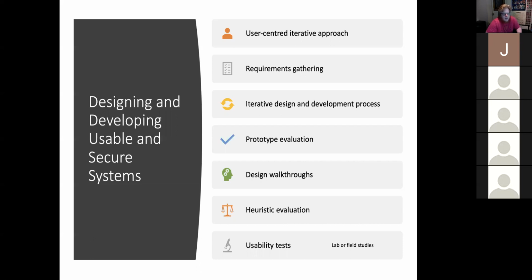Heuristic evaluations are when you bring in experts to do usability assessments. And they look for things that the average person won't look for. The average person would just say, oh, it's really intuitive that this is here. But we actually have notable heuristics that we can use.